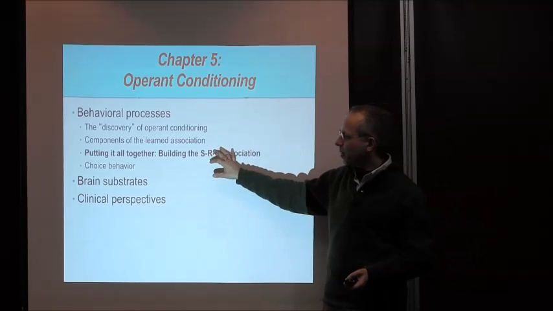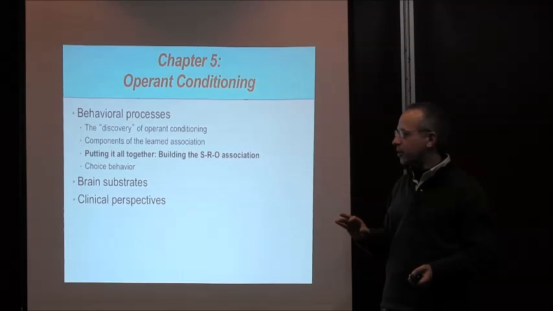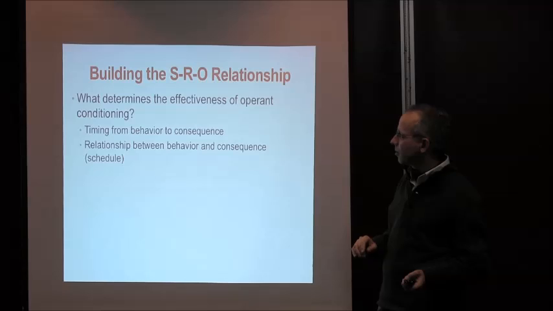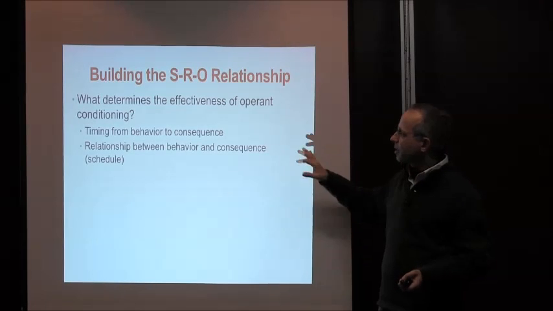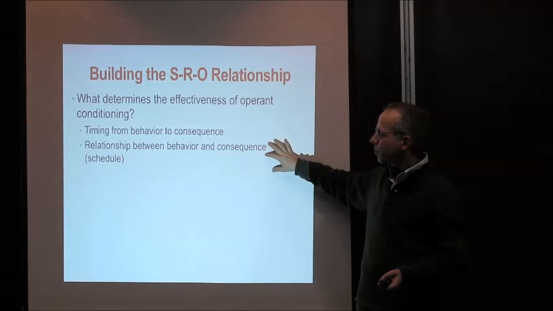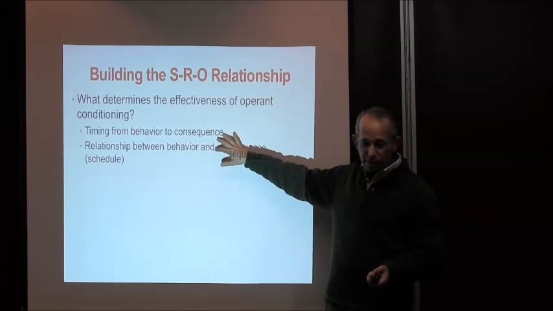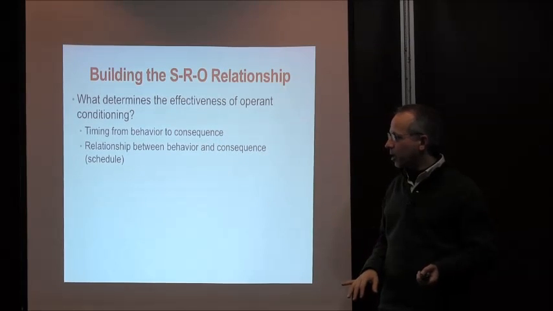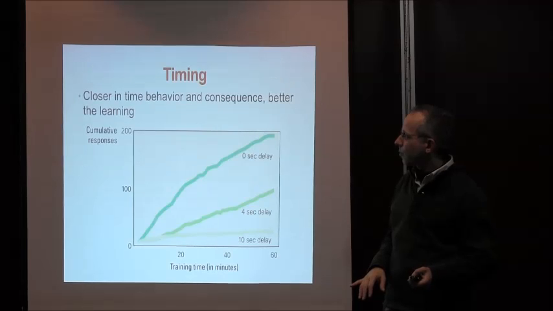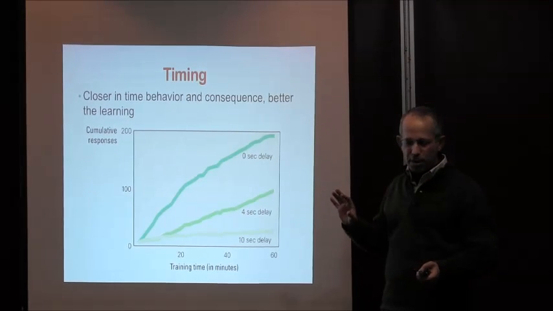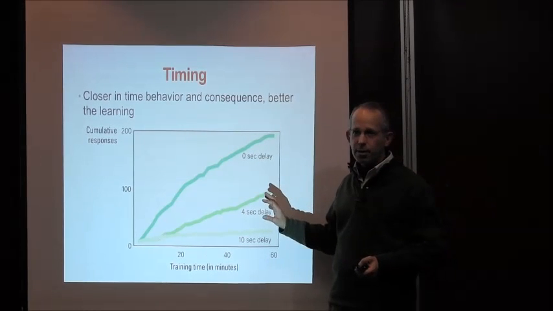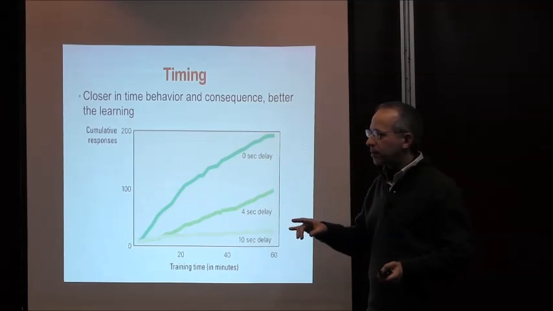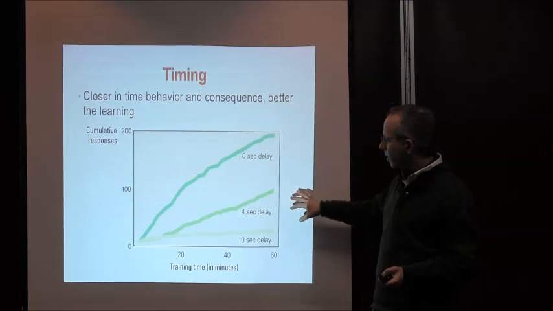So let's talk about sort of putting it all together, putting together the stimulus-response outcome association. So what determines the effectiveness of operant conditioning? Okay, two things are critical: the timing from behavior to consequence, and the relationship between the behavior and the consequence, the schedule. Okay. So I'm going to go through some of this. I'm not going to spend too much time here.